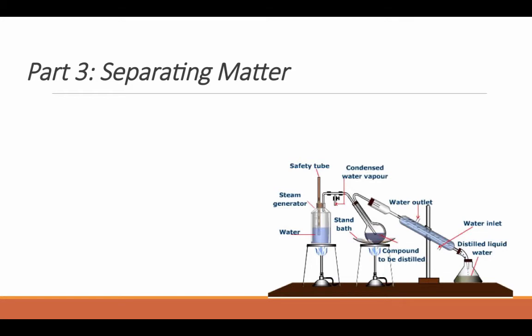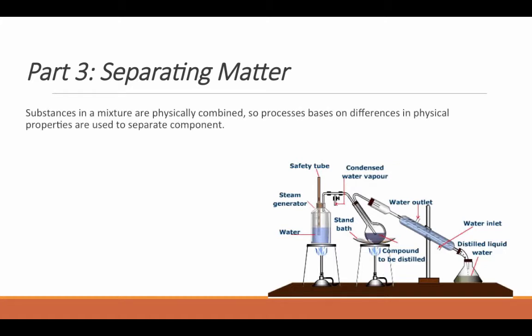Part 3 of the classification of matter is going to talk about how to separate that matter when you have different types of mixtures together. So here's an example of kind of a complicated setup. It is the process of distillation.